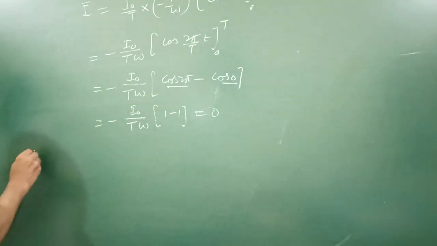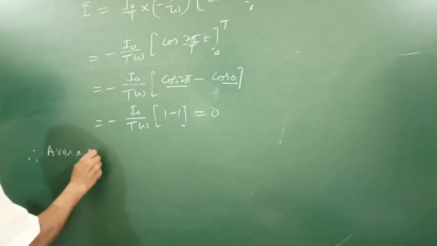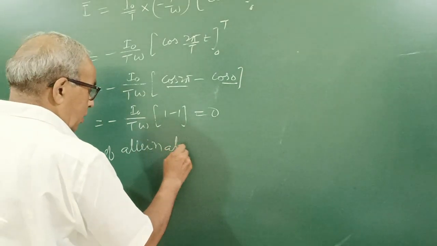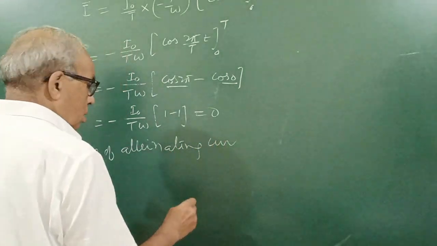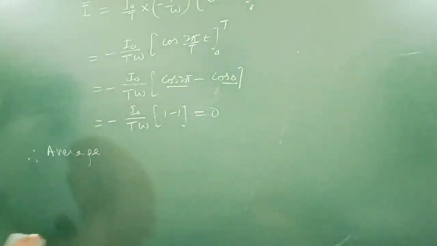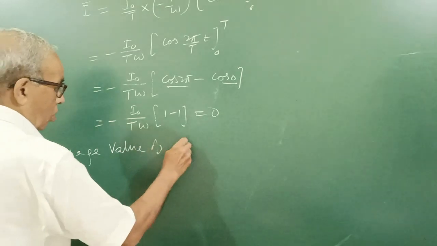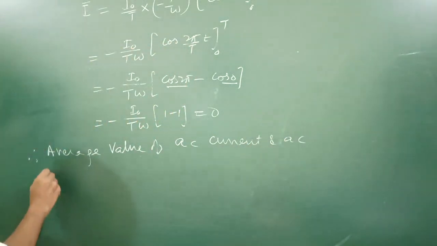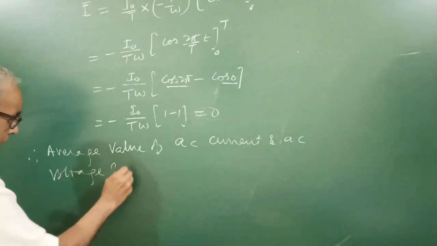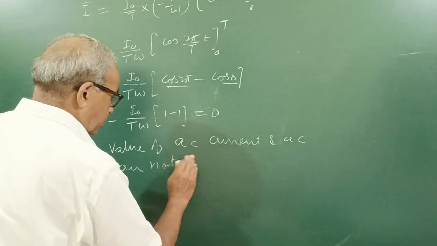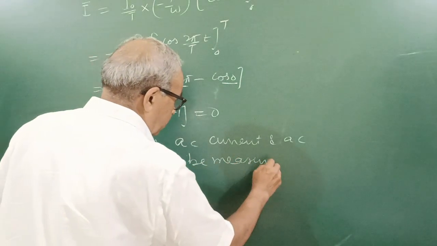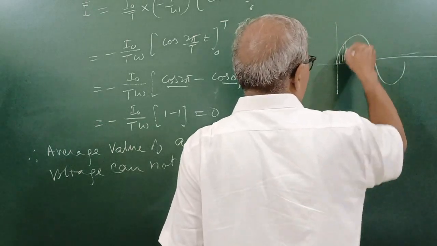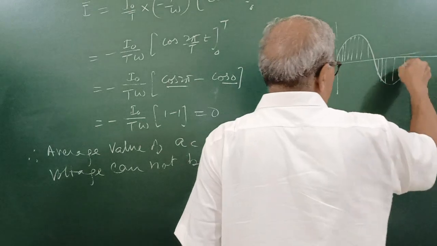So the average value of alternating current, sorry, I missed that, the average value of AC current and AC voltage cannot be measured. Graphically, you also see here for one cycle, as many values are positive, we sum them, the same value is negative, so their average is 0.